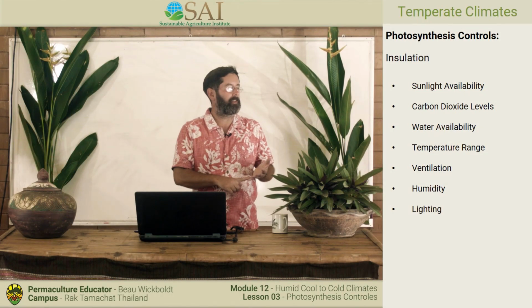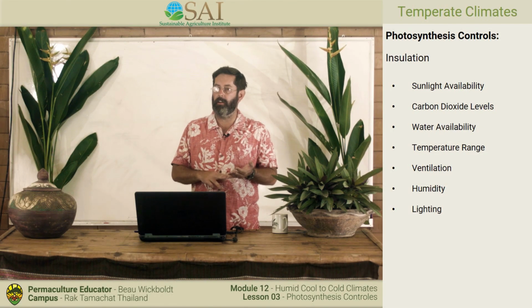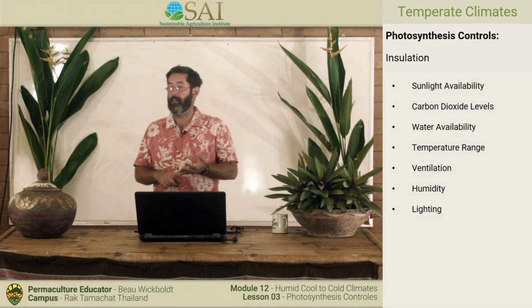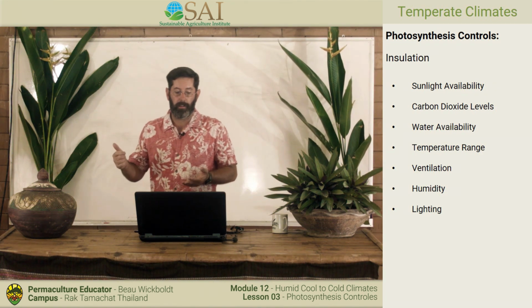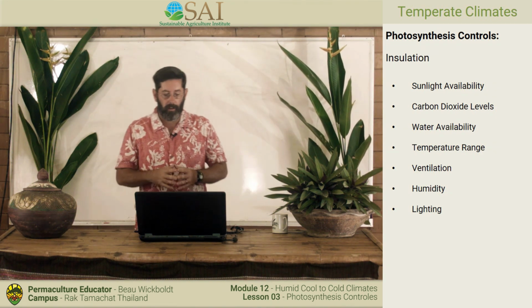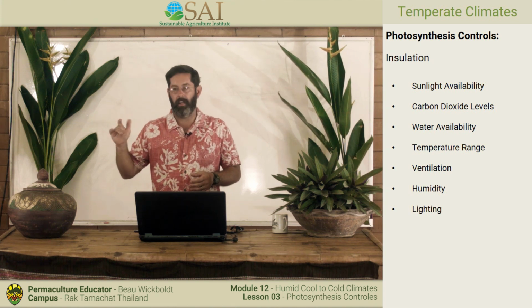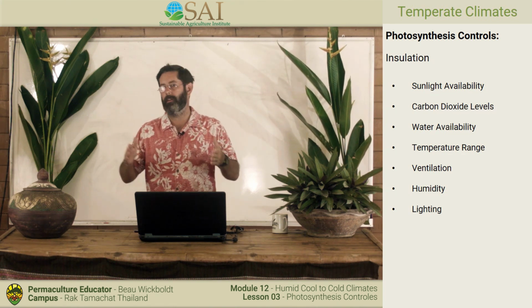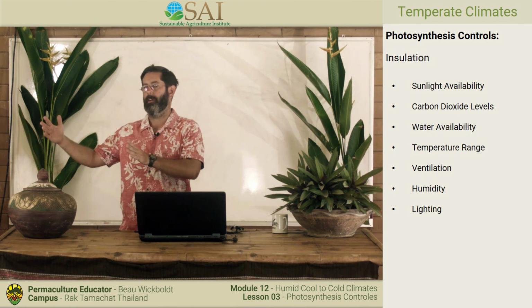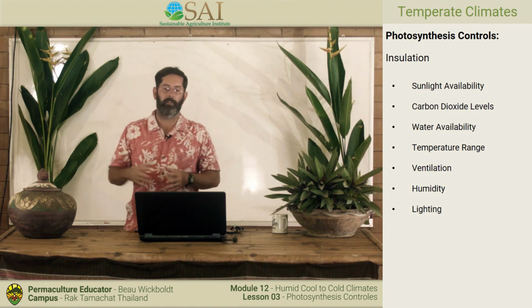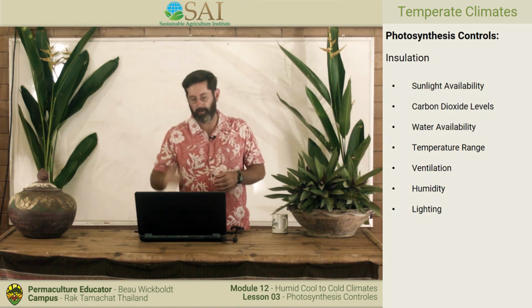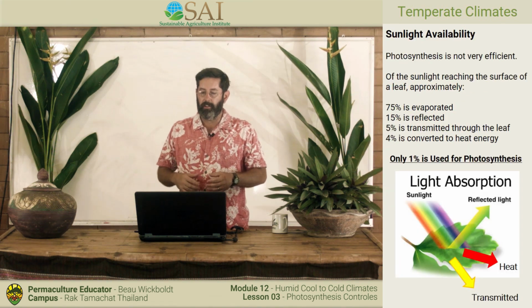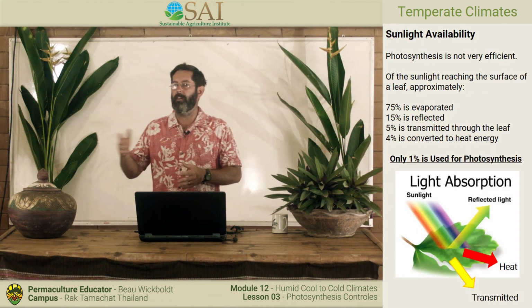So what are the things that control photosynthesis? We need to look at sunlight availability, carbon dioxide levels, water availability, temperature ranges, ventilation, humidity, and lighting. Some people describe insulation, but that's actually just something that's going to help us with temperature, right? So I like to say that's a subsection of temperature. So photosynthesis of plants is not very efficient.